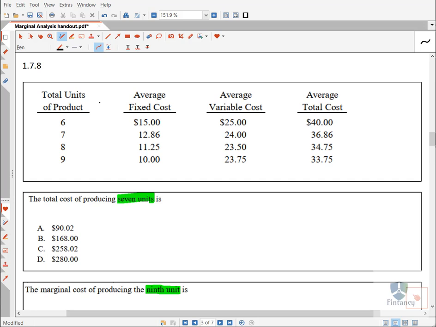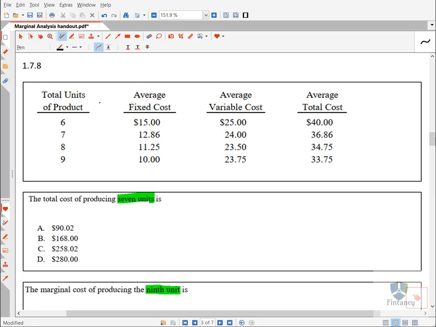Let us see first how we can get the total cost of 7 units. They are giving you some information, 4 columns, and they are saying total units of the product 6, 7, 8, 9. So these are total units. I think you can relate this back to the learning curve topic. If you remember, in CMA Part 1 we have a topic called learning curve, and there we also do such type of questions. Then they gave you average fixed cost, average variable cost, and average total cost.